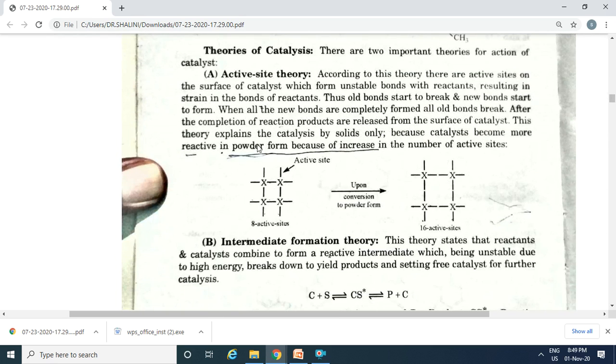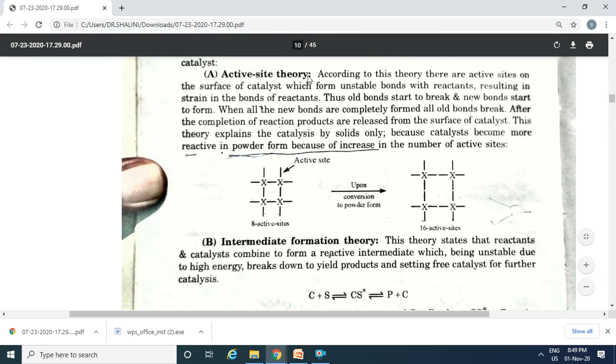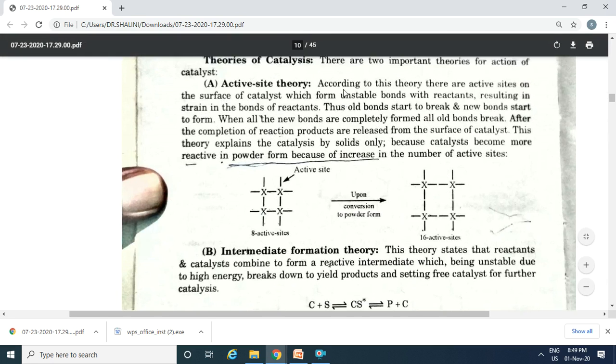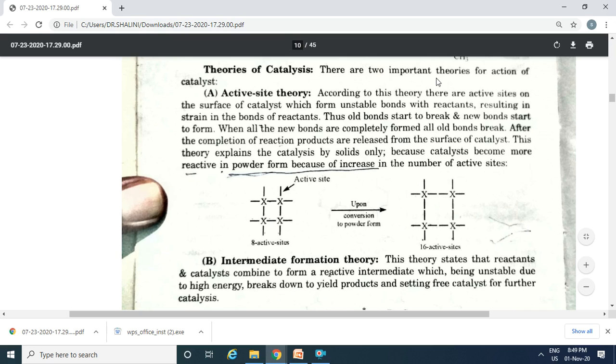Now, the theories of catalysis. There are two theories given for the action of catalyst. First, the active site theory, and the second theory is the intermediate formation theory. What are the active sites?